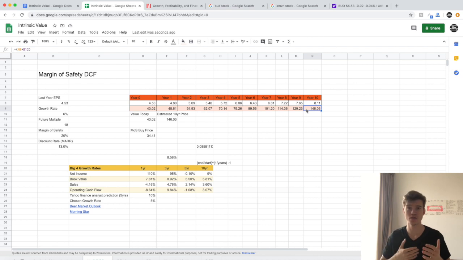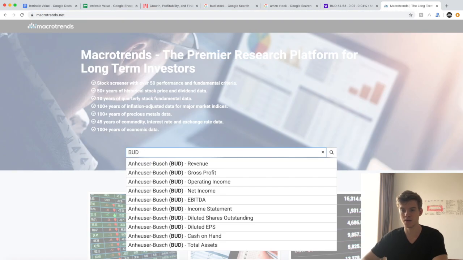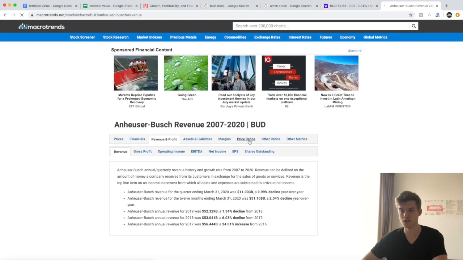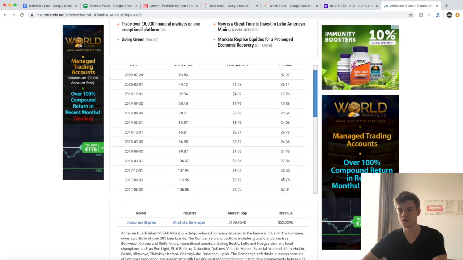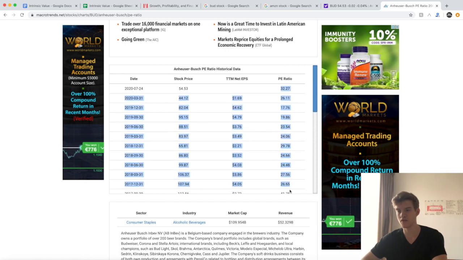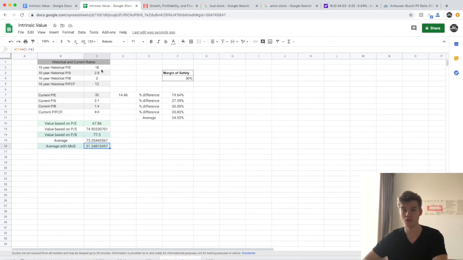So how I actually chose this was I looked at the past historical price to earning figures for AB InBev. And what you can do is you can go to a website like Macro Trends. You can type in the company's ticker symbol and you can click on price ratios. Here are the price to earnings ratios all the way going back to 2010. So you can take all these values, highlight them, bring them into the Excel spreadsheet, and calculate the average value over the period. So what I actually found out was this average value was around 18. So I'm just gonna use that in my calculations.